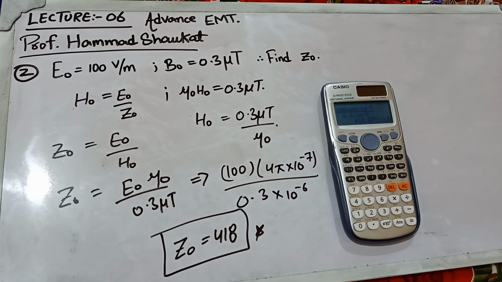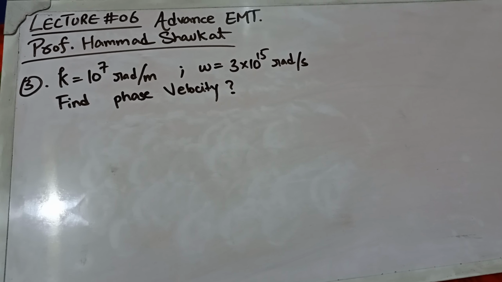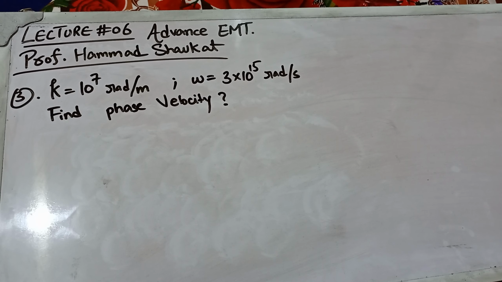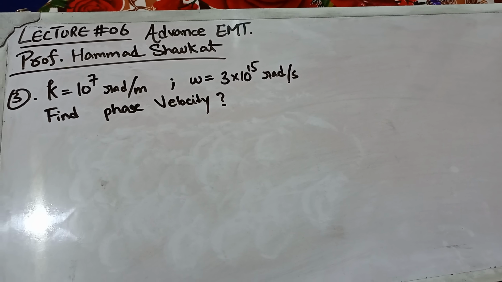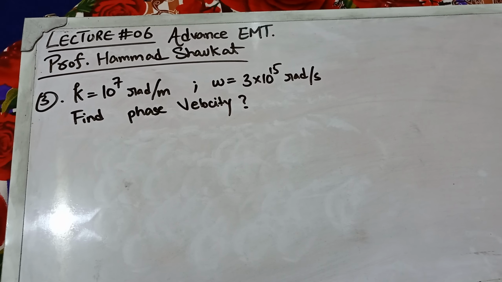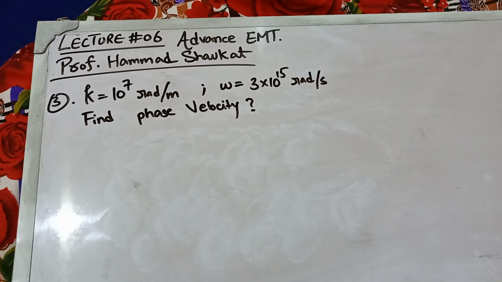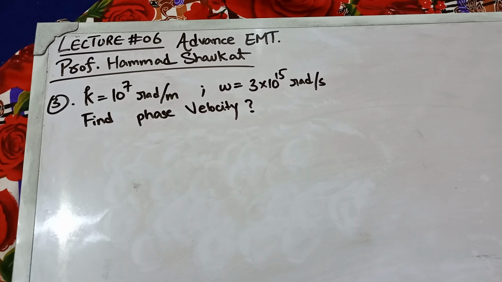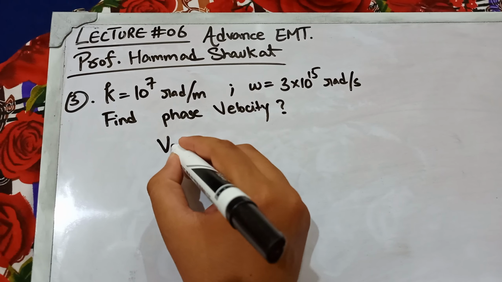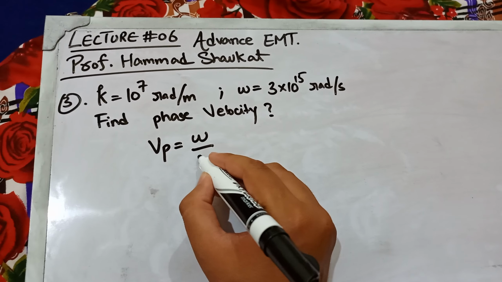Now let's move on to the third problem. Your third problem says that your wave vector k equals 10 power 7 radian per meter, whereas your omega value, which is the angular frequency, is 3 multiplied by 10 raised to power 15. What you have to do is find the phase velocity. To find the phase velocity, which is denoted by Vp, we know the formula for the phase velocity is equal to omega over k.